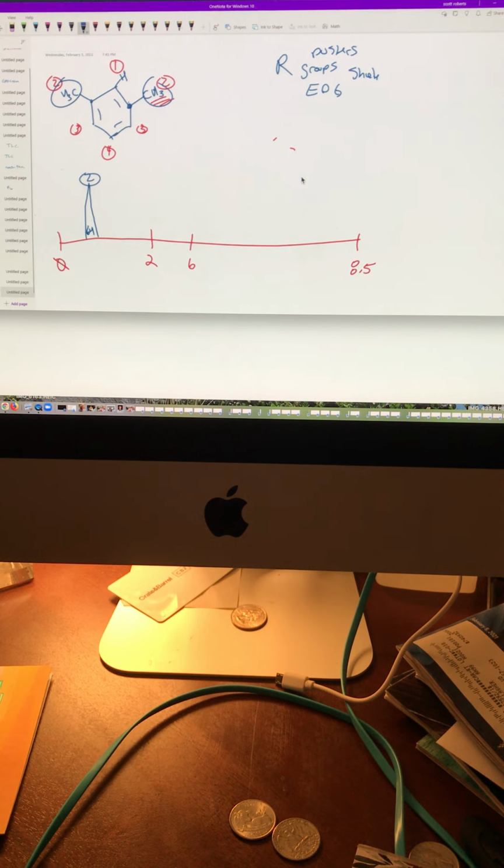I love it. Then we have signal 3. You'd say that signal 4 is the most de-shielded because it's further from the R groups that push electron density and shield things. Wouldn't you say that? Okay, so here we go.